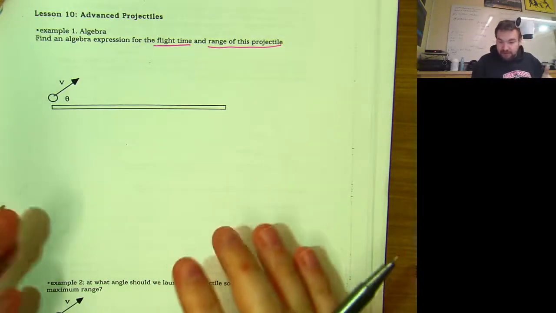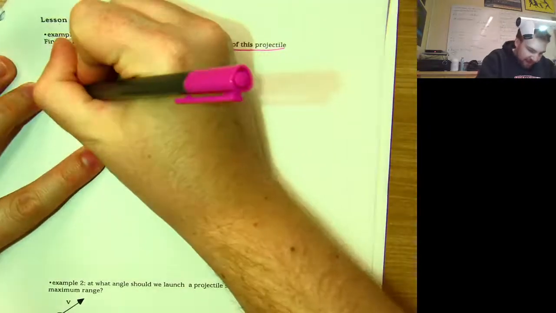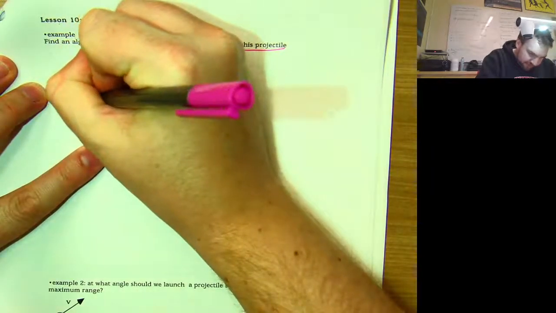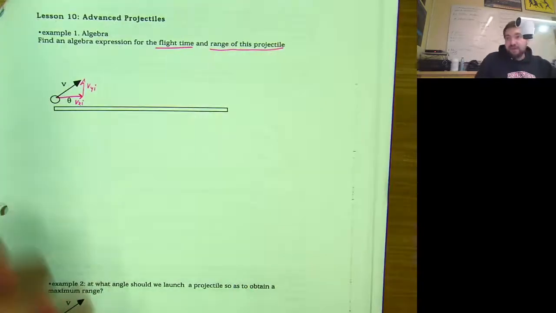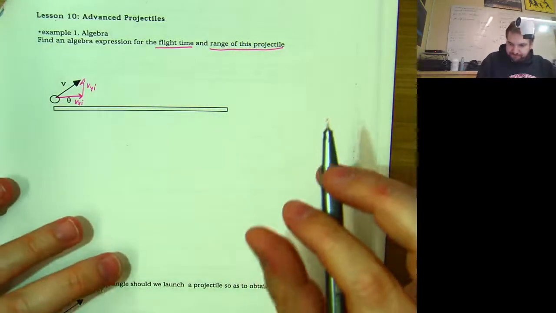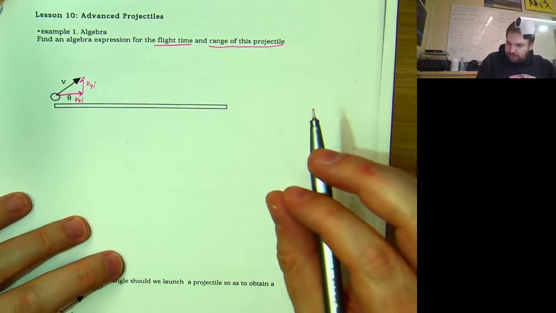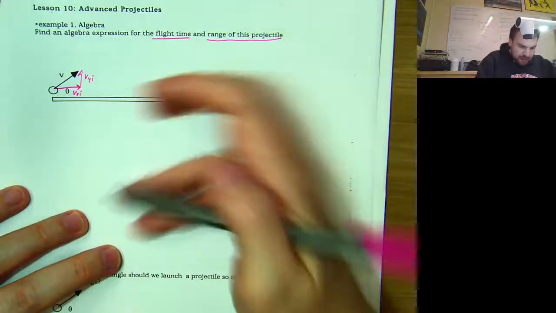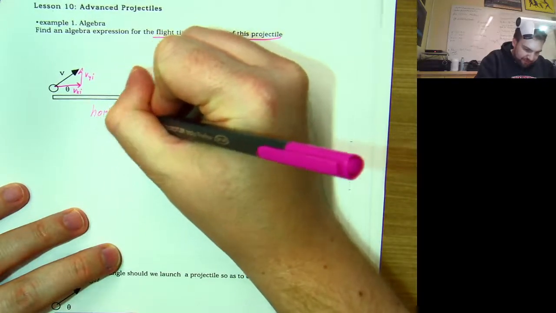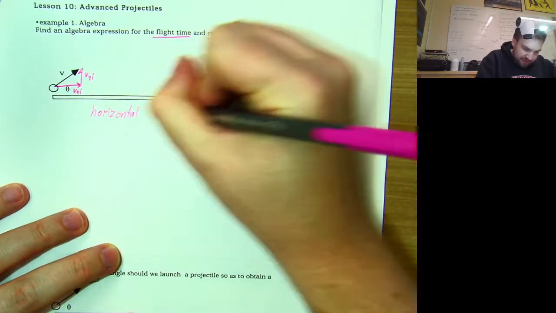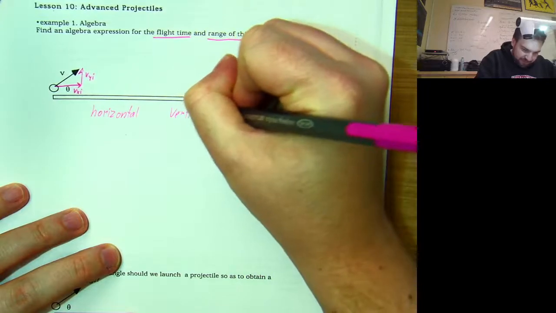So we've got level ground. We've got a Vx initial component, and we're going to have a Vy initial. We don't necessarily know what those are. We're going to break it up into horizontal and vertical components.